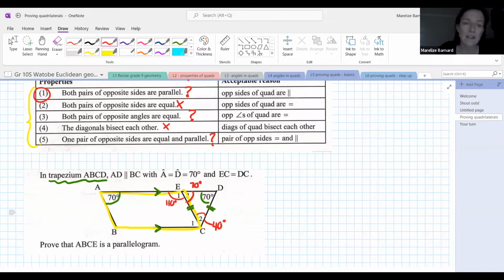Okay, now can we find C1 and angle B? Can anyone think what C1 is going to be equal to? Put it in the chat. What will angle C1 be equal to? And give a reason.